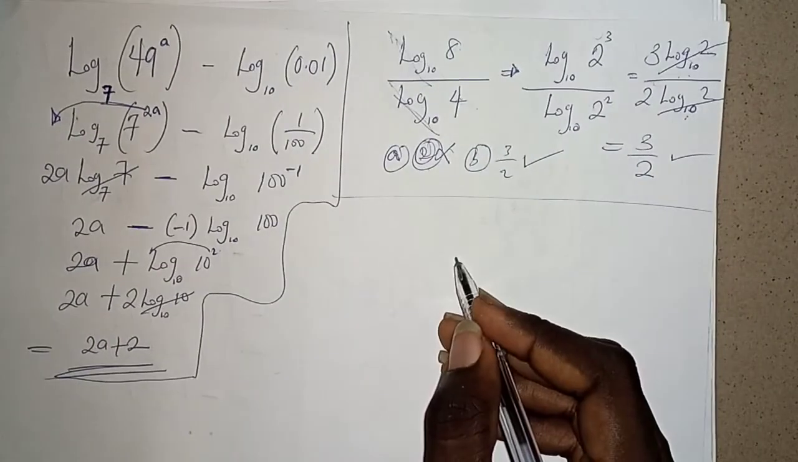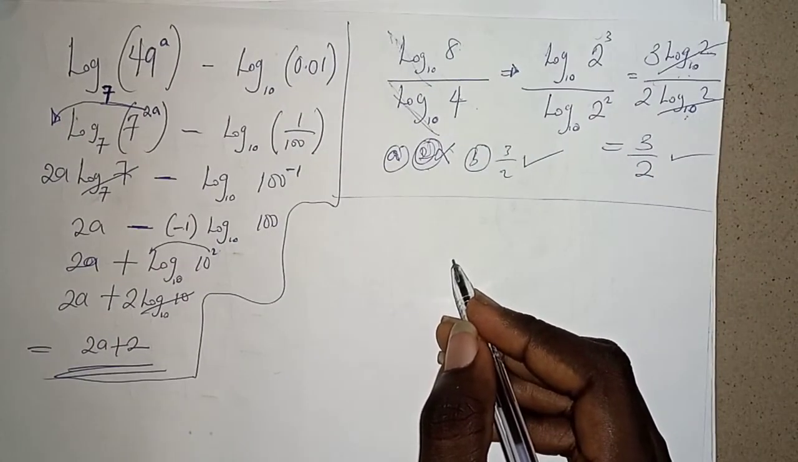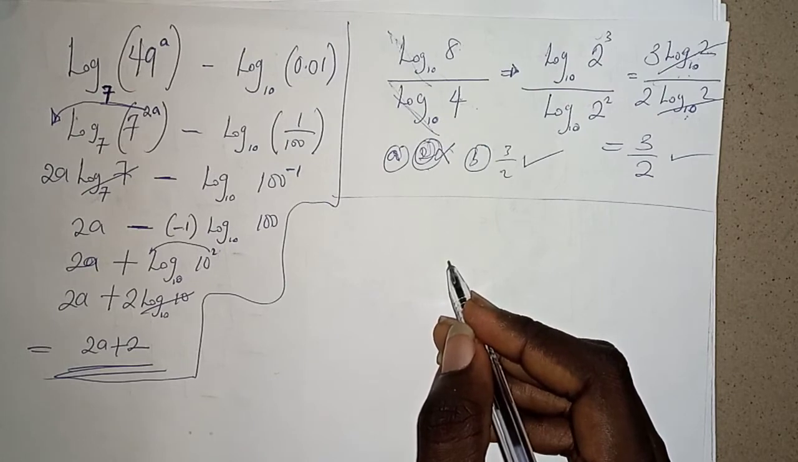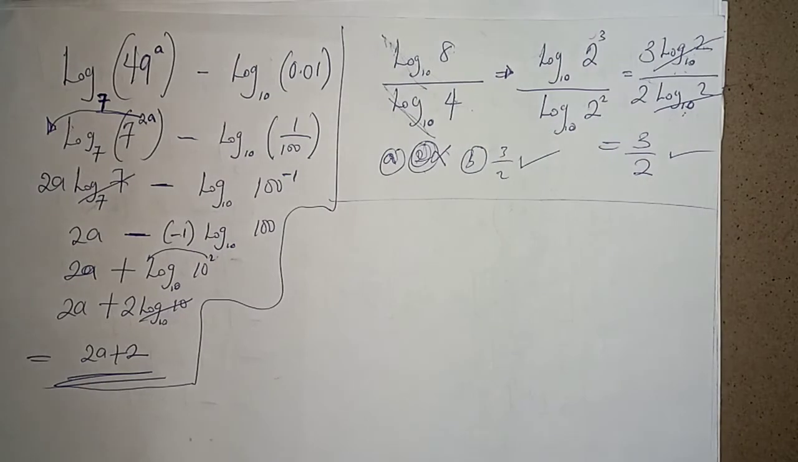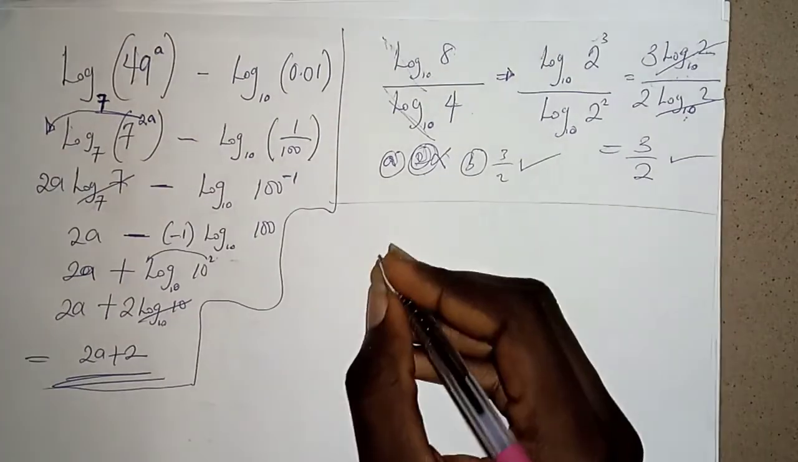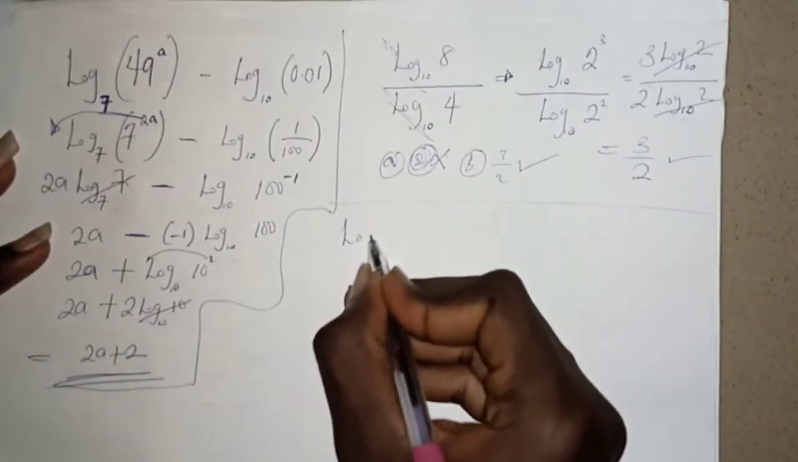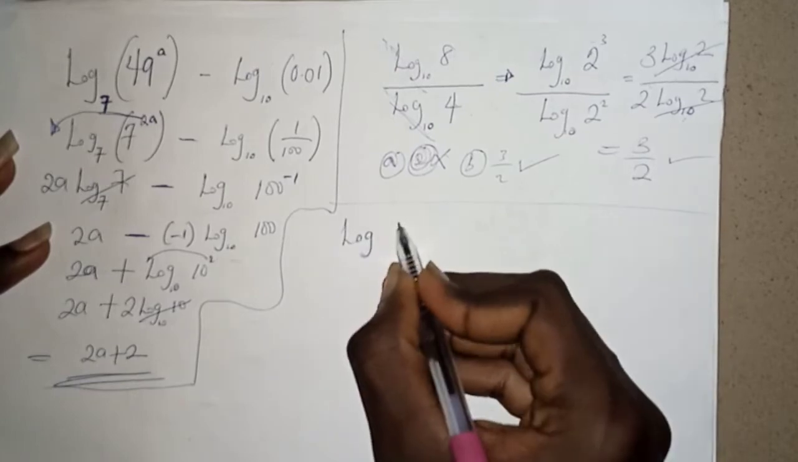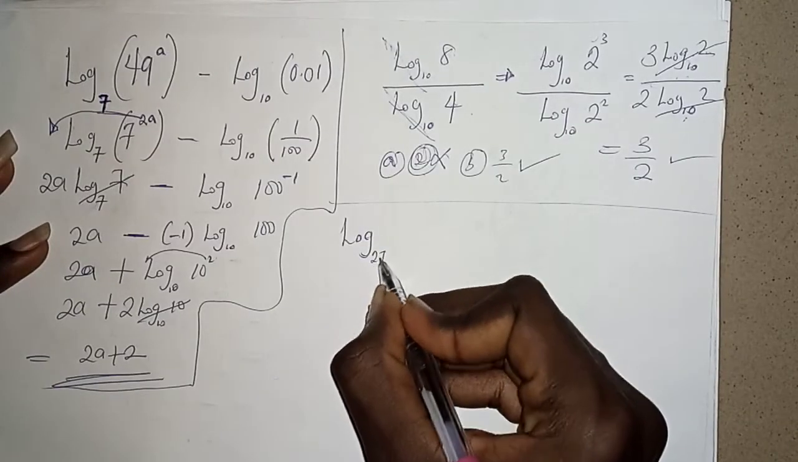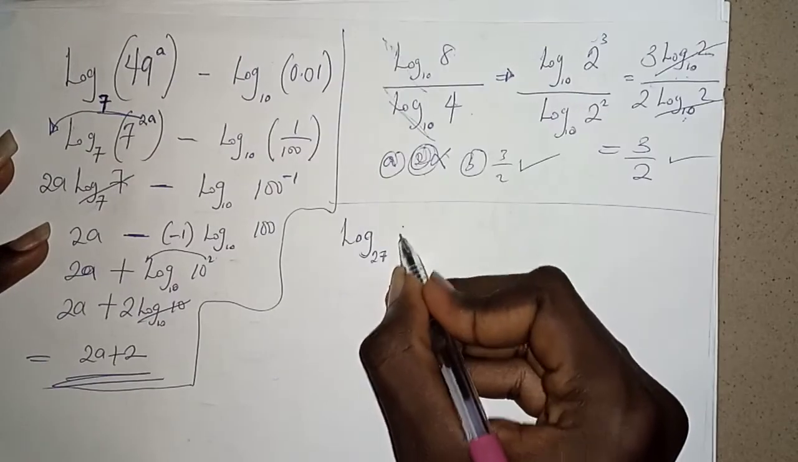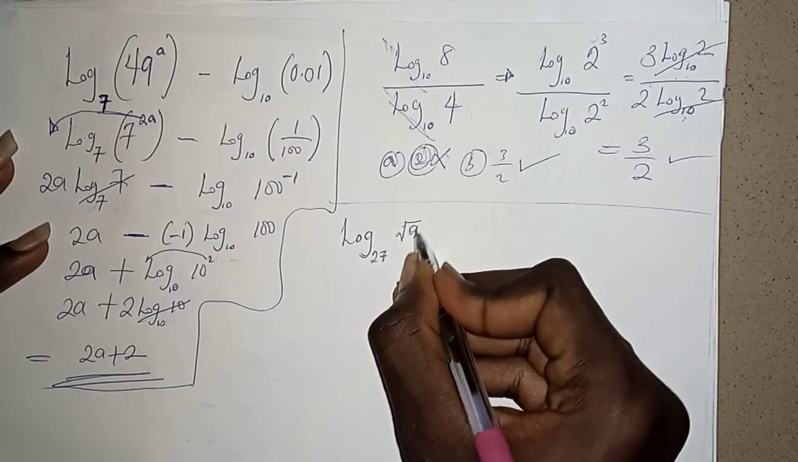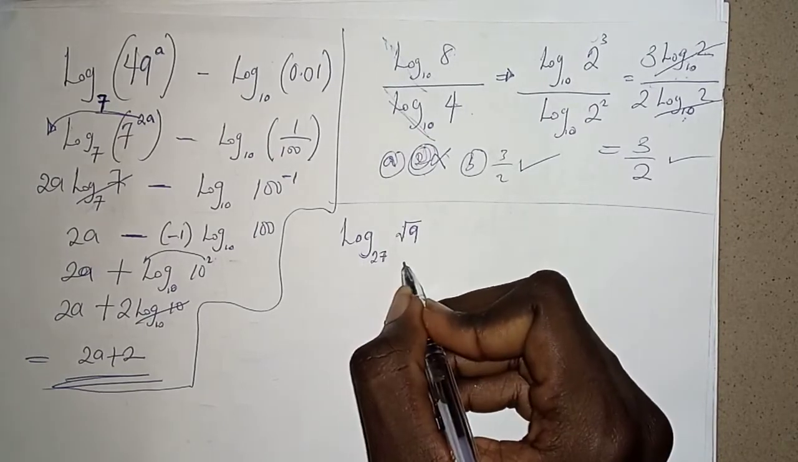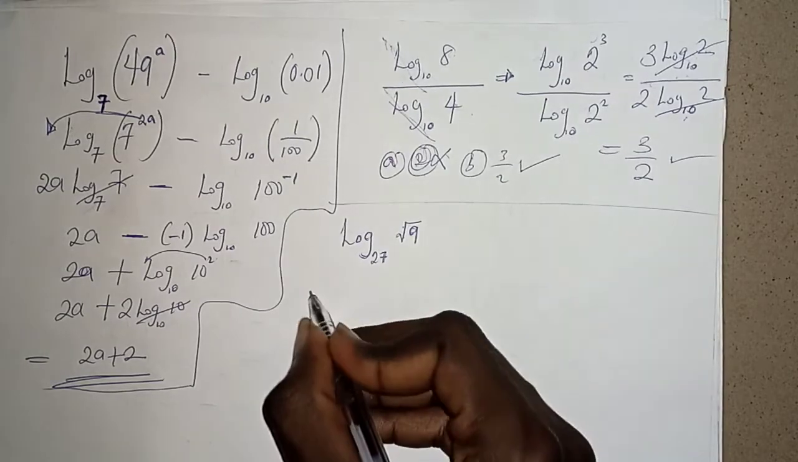So I've solved enough questions on logarithm. Let me just take one more. Let me try to take one more question, just one. Then we stop. Suppose we have the logarithm of 27 and then we have square root of 9. If you have something like this, then how will you evaluate?